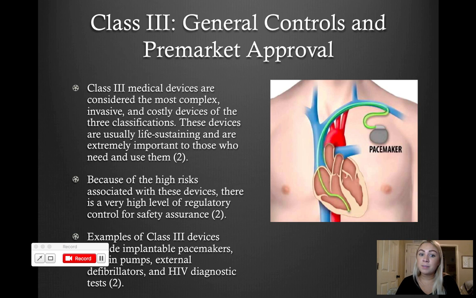Examples of Class 3 medical devices are pacemakers, like in the picture, insulin pumps if you're a diabetic, external defibrillators, and HIV diagnostic tests.